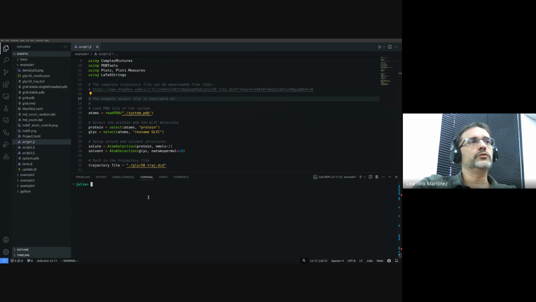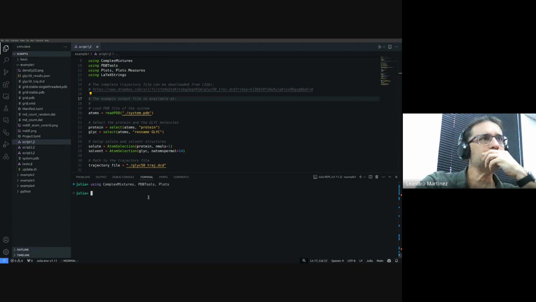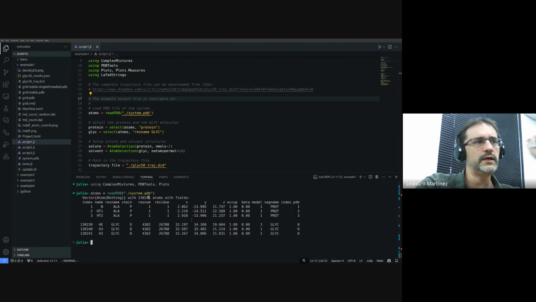What do you need to do? So here we are going to be using ComplexMixtures. Using is the command for using a package in Julia. Using ComplexMixtures, PDBTools, and Plots. These are the ones that we are going to be using here. And then we are going to read the PDB file, which is available. This is a PDB file of the complete system.